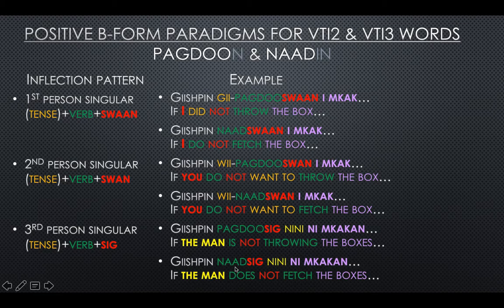So we got gishben nod sig nene nimkakan. If the man does not fetch the boxes. And so we got gishben, if, nod in, fetch. Sig means third person, she or he, and not. Nene is our third person, the man. Nimkakan, the boxes.